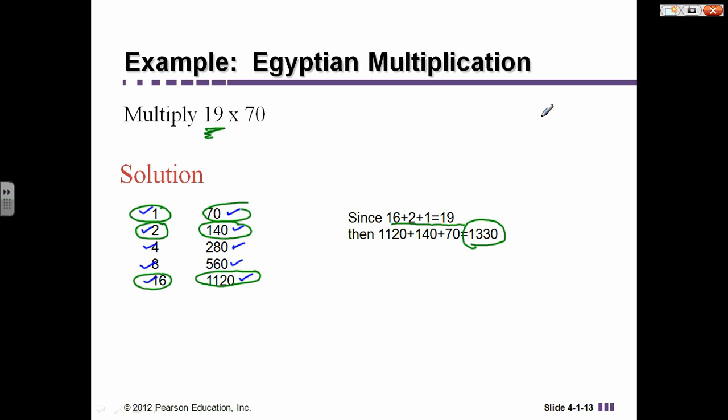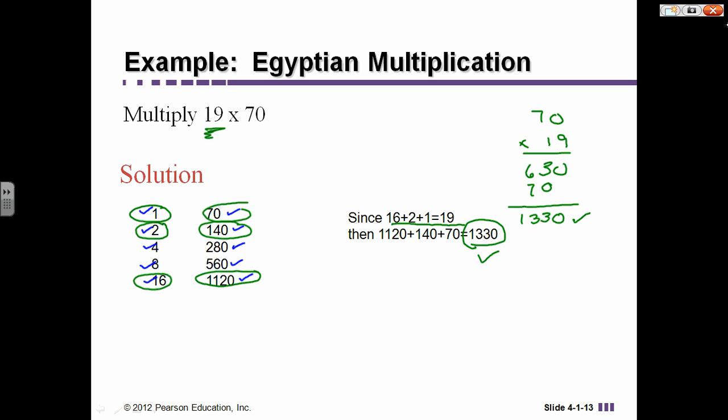So now let's look at what we have here. 70 times 19. 9 times 0, 9 times 7 is 63. And then I have 0 and 7. And I have 0, 3. So the product of 70 and 19 is 1,330, and with the Egyptian multiplication method, I got the same answer.